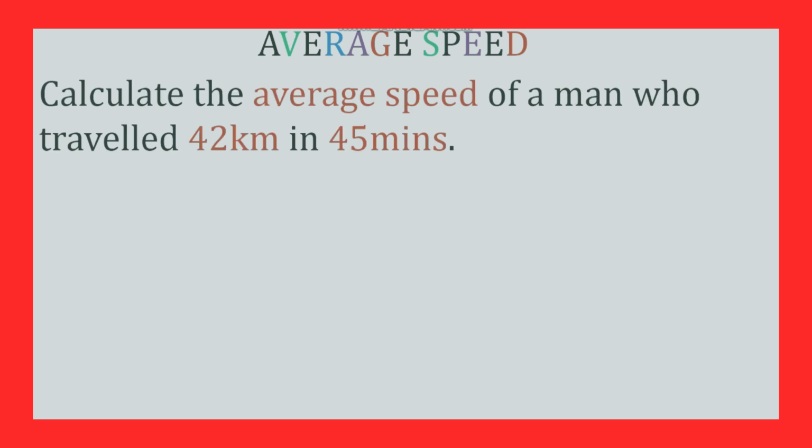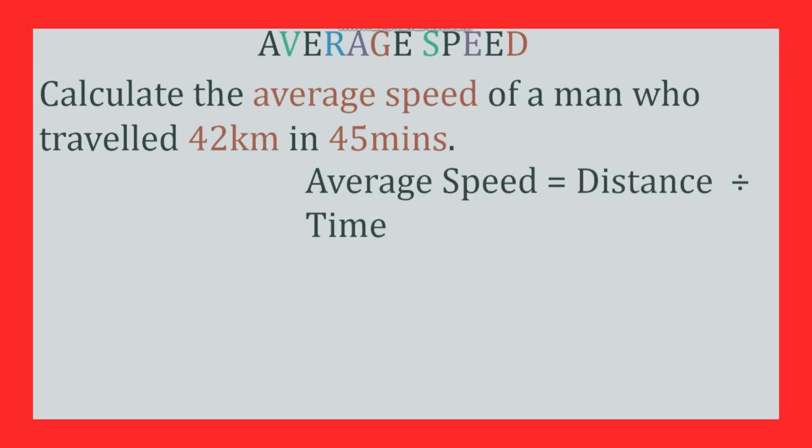Right. Now calculate the average speed of a man who traveled 42 kilometers in 45 minutes. The first question that comes to mind is, how do we calculate average speed? Average speed is calculated by dividing the distance by the time. So that means that average speed equals the total distance taken divided by time. Now let's go back to this question.